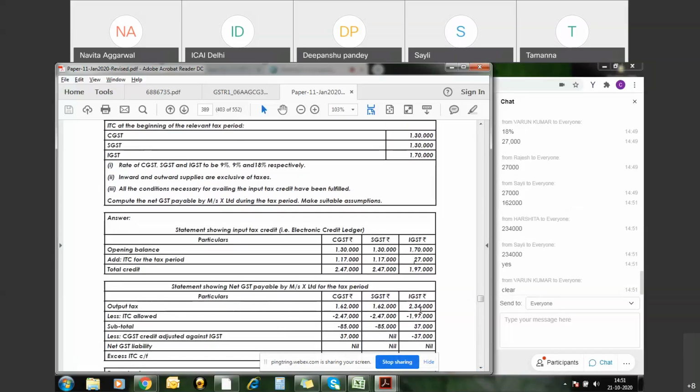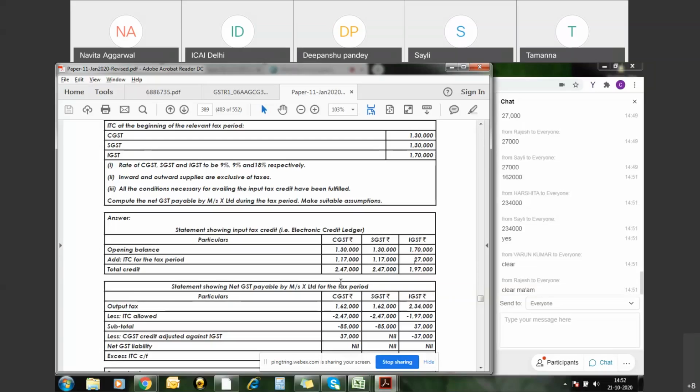Yes. Great. So now you have both the numbers. What is the outward liability? Thanks Rajesh for confirming. And you have the number. What is the ITC available to be set off? Now we have to apply the rules.